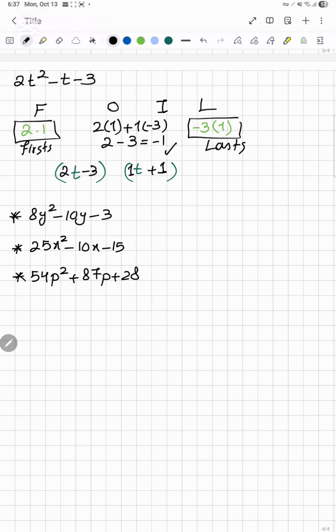Don't be scared of the numbers. You might find the GCF in some of them, and the other ones are going to be super duper easy for you to do. I hope that you have learned the lesson.